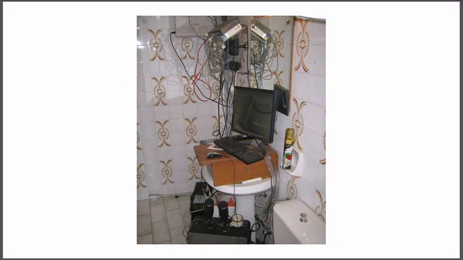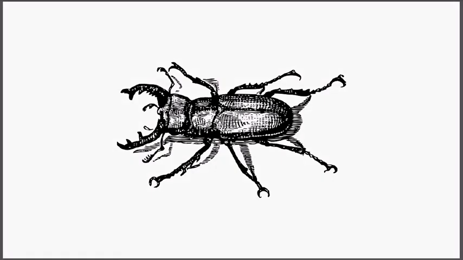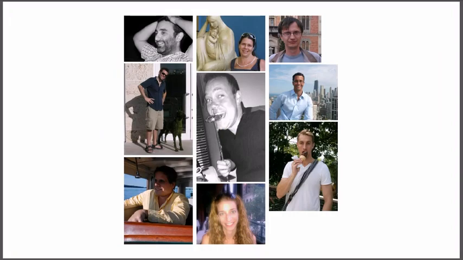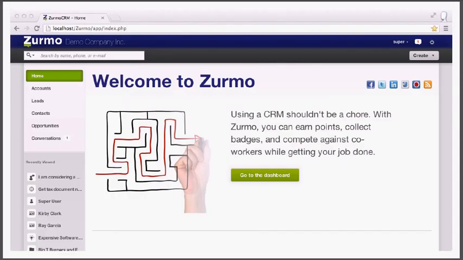Everything his IT department had tried before was difficult to maintain, impossible to customize for specific business processes, and ridiculously buggy. So how could Zurmo be any different than what he's tried before? First of all, let's talk about what matters most. People. Users. Every single aspect of Zurmo is designed to make using a CRM a meaningful and pleasant experience.